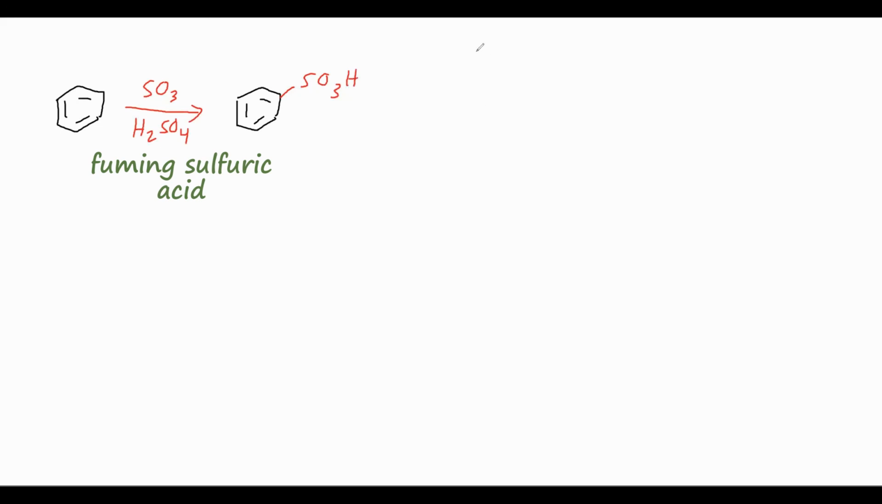The mechanism for this is a little bit simpler than the previous one. So sulfur trioxide will be our primary electrophile here. And since it's in a solution of concentrated sulfuric acid, we can take our sulfuric acid here, and again we're going to have sulfuric acid protonate the sulfur trioxide. So one of these lone pairs in the oxygen is going to take that hydrogen from the sulfuric acid, and that's going to give us this protonated sulfur trioxide molecule.